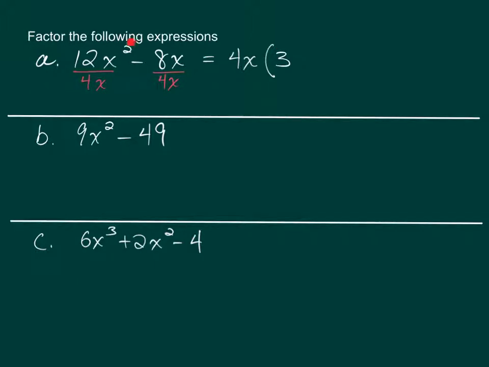And x squared divided by x gives me an x. In the second term, 8 divided by 4 gives me a 2. And x divided by x leaves me with no x's, so I can just close that off. And this will be the answer for part A.